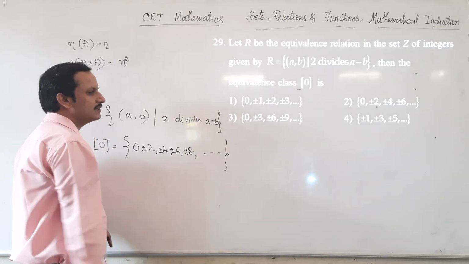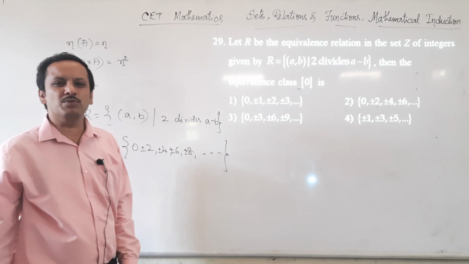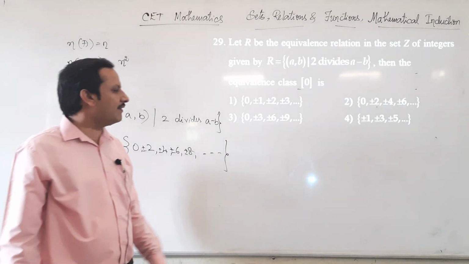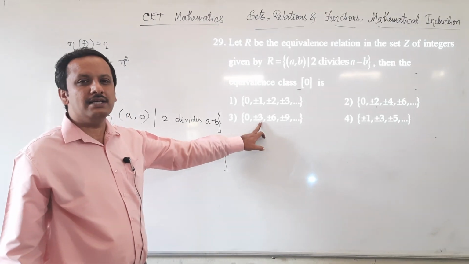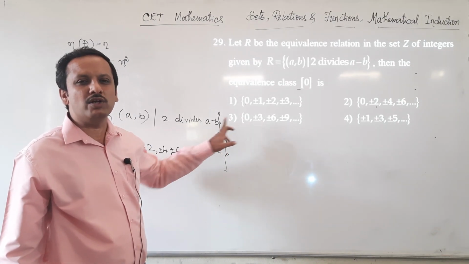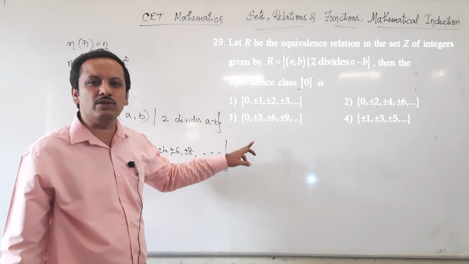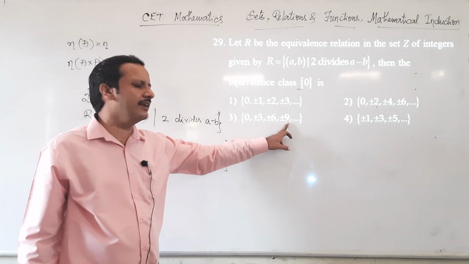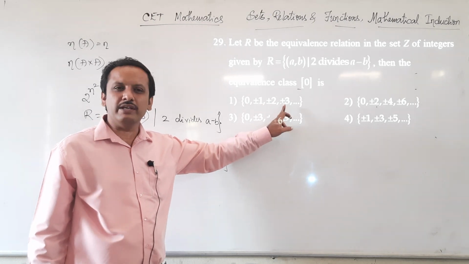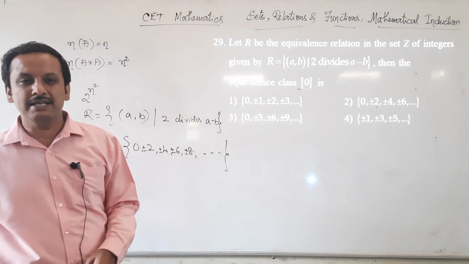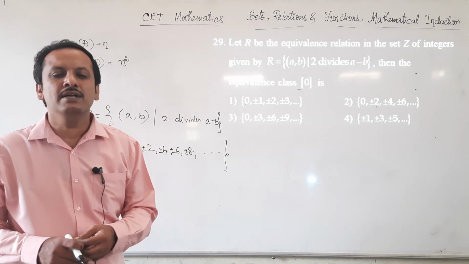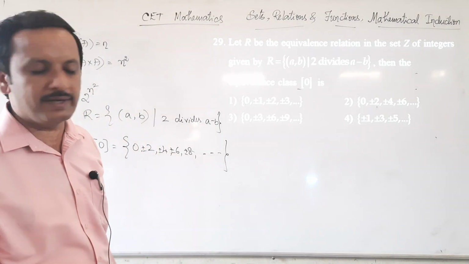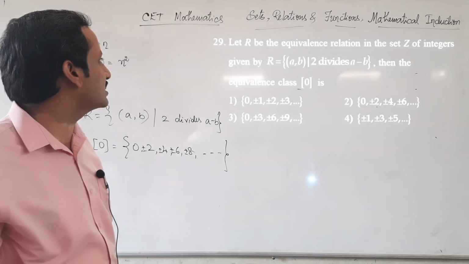Okay, so that is the answer. 0 plus or minus 2, plus or minus 4, plus or minus 6, etc. Because if I take 3, 0 minus 3 is minus 3, but 2 does not divide minus 3, so 0 is not related to 3. Although 0 is related to 6, it is not related to 3, not related to 9, not related to 1. Therefore, second option is the answer. Equivalence class means the set of all the elements which are related to that particular element. Okay. Let us look at the next question.